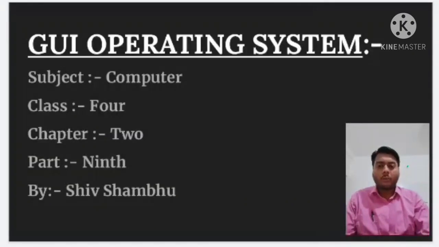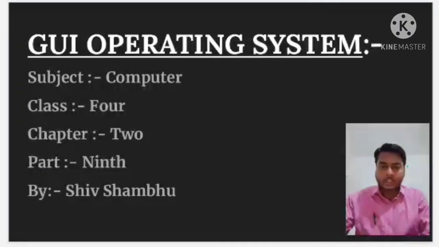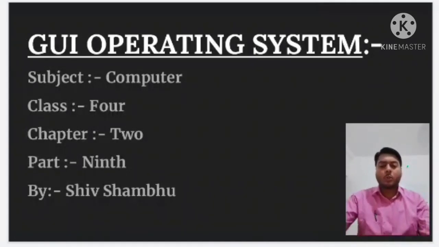This is the video of your computer class, class 4, chapter 2, part 9. The name of the chapter is GUI operating system, that means graphical user interface operating system. Your chapter 2 is completed. If you have any doubt, please see the video from part 1 to part 8 and also discuss your doubt in the Google Meet live class one by one. Today we complete the exercise portion of chapter 2.